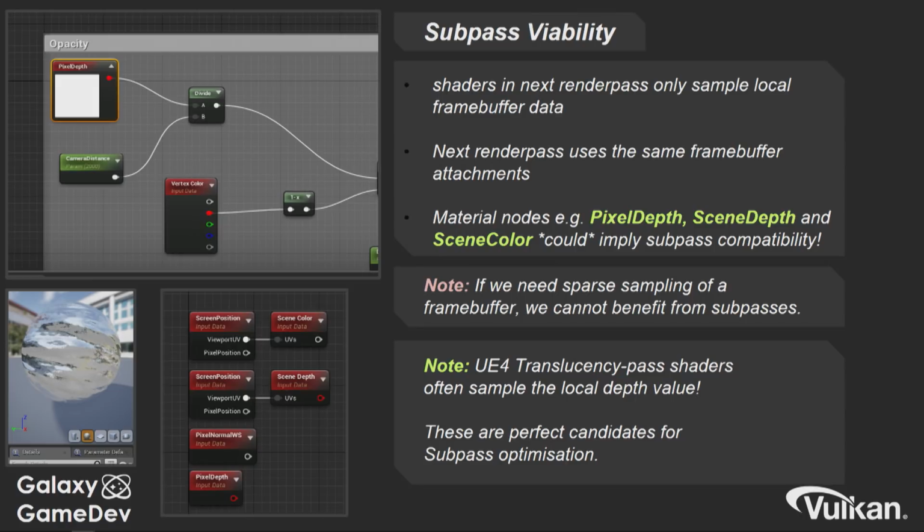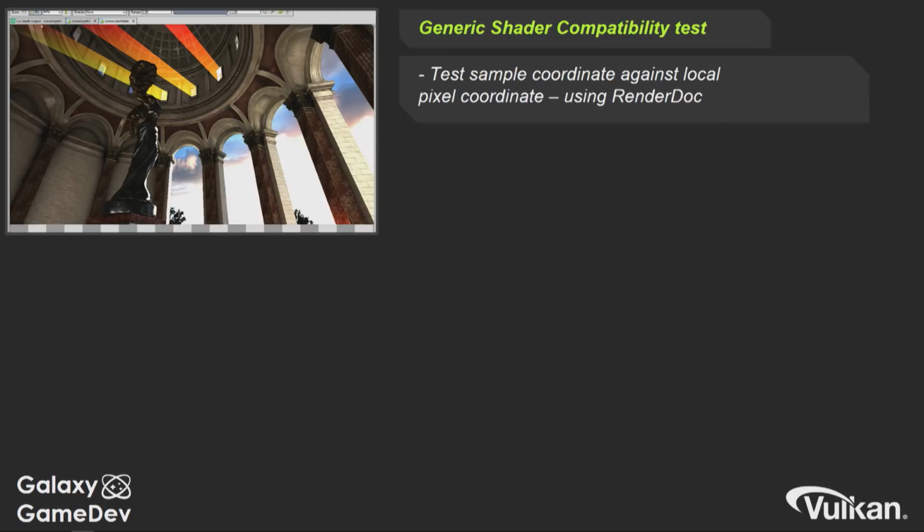This is also useful for, say, deferred lighting, because you can render your deferred lights in a later pass, and again, save having to write all of that data back to main memory, especially if you've got quite a heavy GBuffer where you've got depth data, normal data, other material data. This is a huge saving.